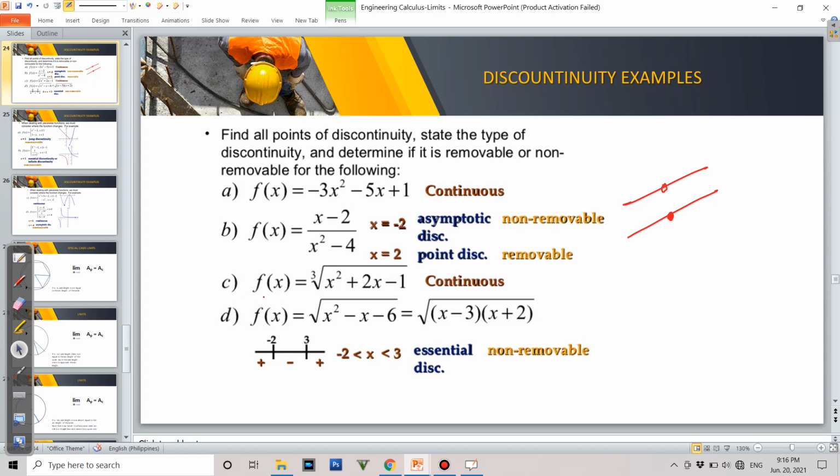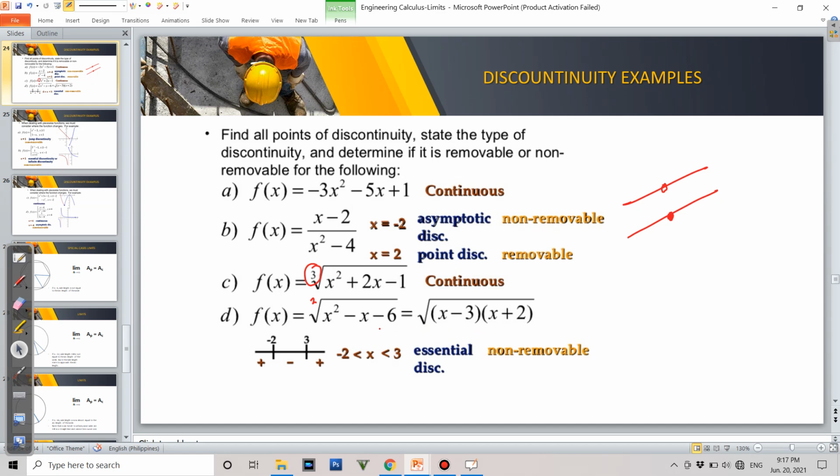Okay, next, letter C. The function of x, the 3rd root of this function, x squared plus 2x minus 1. This is continuous because we have a is equal to 3. Okay, this is an odd number, so it is counted as continuous. Okay, so for this one, this is a radical sign, square root. Square root is 2. Okay, a is equal to 2, therefore this is an even number. Hence, this is a radical sign which has a is equal to 2.